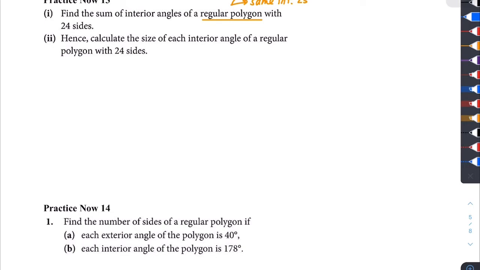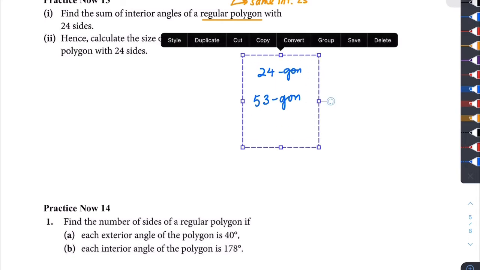By the way, for the naming of shapes with more than 10 gons, for simplicity purposes, we can call it a 24 gon. So this shape is a 24 gon. Let's say we have an object with 53 sides, we call it a 53 gon, and so on. Just for your general knowledge.